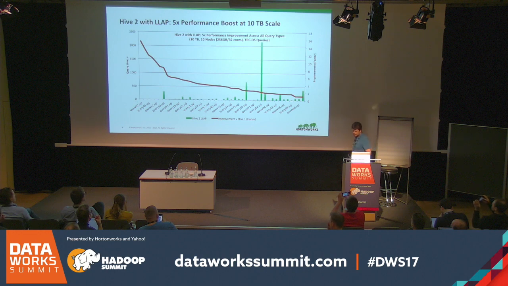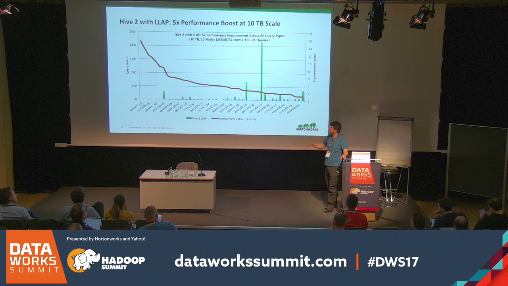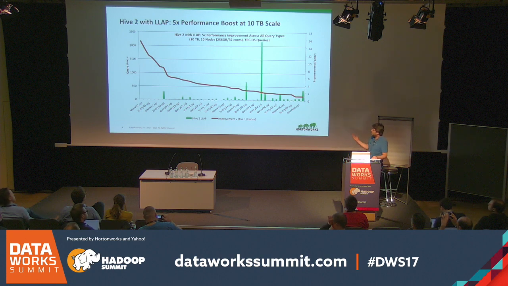The kind of line that is trending down is basically the improvement over Hive 1. So if you, on the left, for instance, see 15 improvement over Hive 1, that means Hive 1 took 15 times longer to run that same query. So what can you see from that graph?